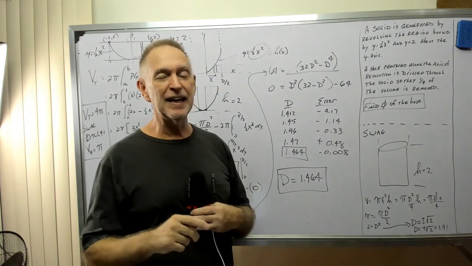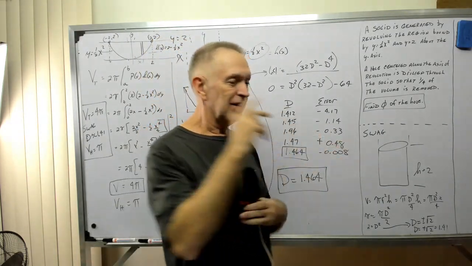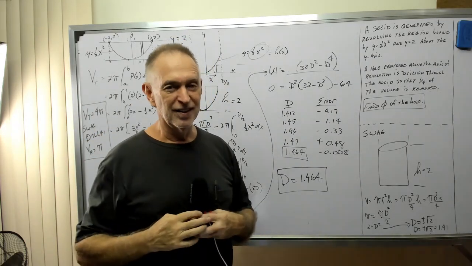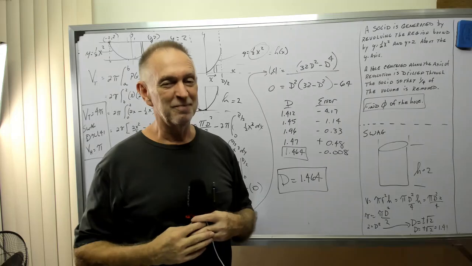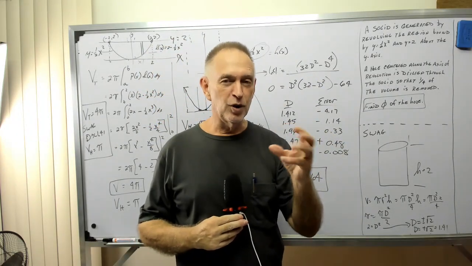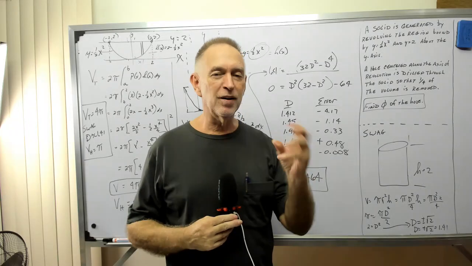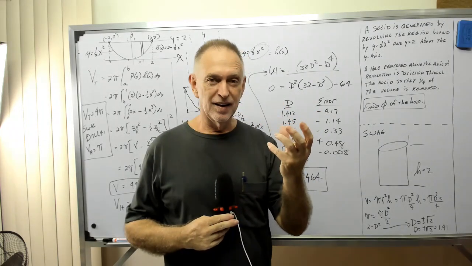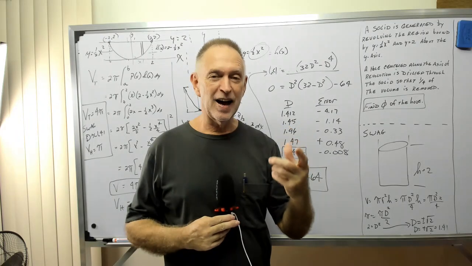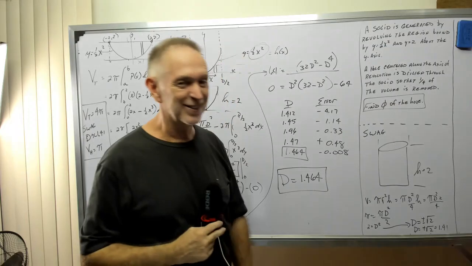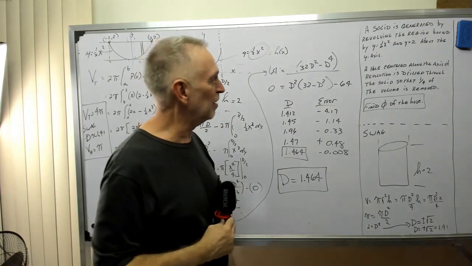to work dealing with revolving an area around an axis to get a volume, but then we're going to drill a hole in it and remove a certain amount of the overall volume, and then calculate the diameter of that hole based on the volume that's been removed. So let's get after it. This is a good problem.